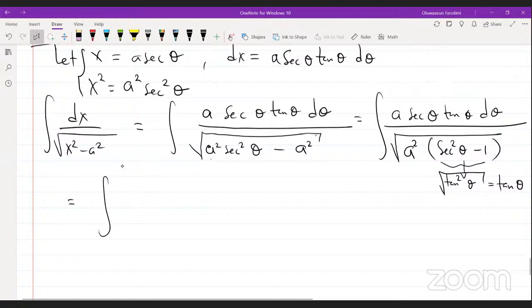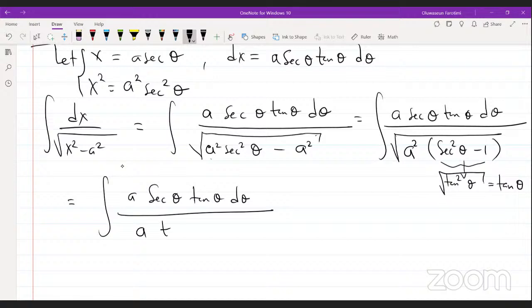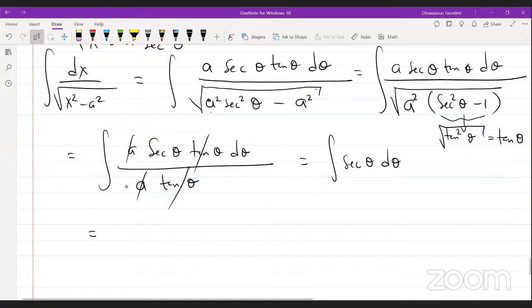So this becomes, you got an a on top, secant theta tan theta d theta. Remember, if you take the square root of a squared, what do you get? You get a, right? Interesting. Can anything cancel? Yes, sure. This guy cancels this guy. So what am I left with? Secant theta d theta. If you integrate secant, what do you get, guys? This guy is going to be ln of the absolute value of secant theta plus tan theta plus c.